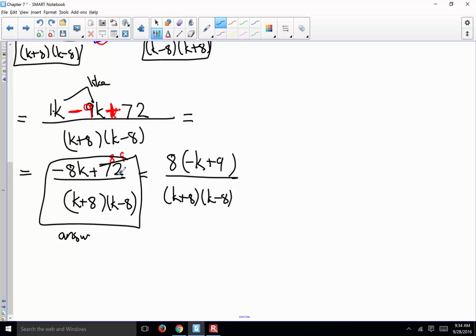Try to enter this one, okay? Or even better, you can revert this back to k squared minus 64. Put your answer as minus 8k plus 72 over k squared minus 64. You don't have to keep this separate. Okay?